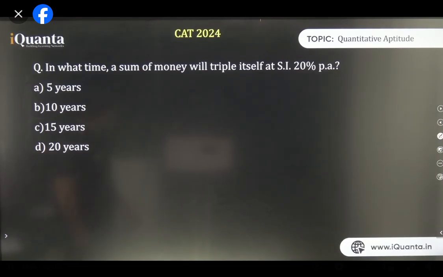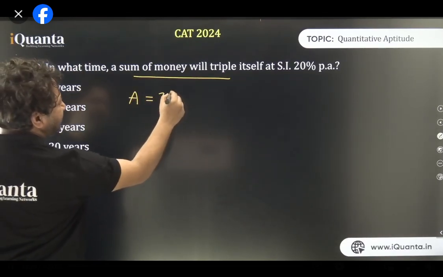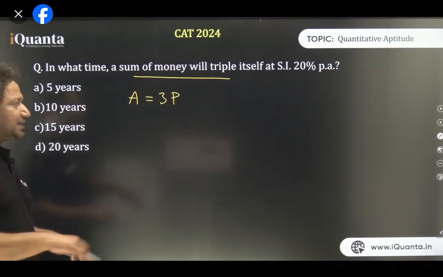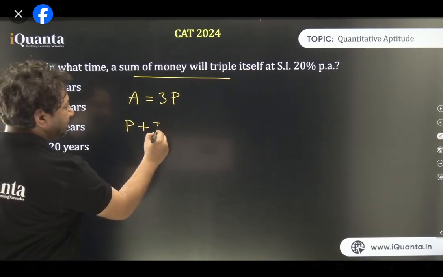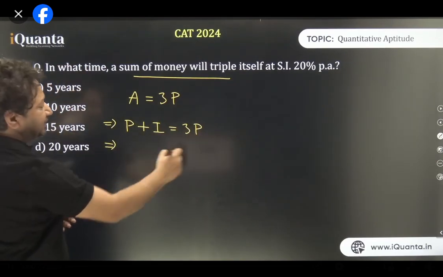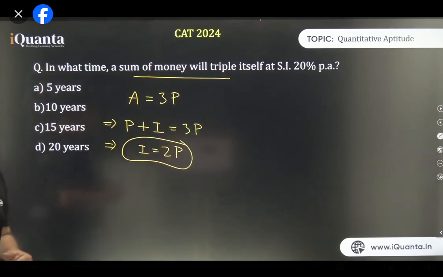Okay, so we will discuss it in 2 different ways. The first way is using the formula. All right, sum of money triples itself. That means the maturity amount is 3 times principal. Yes or no? Is that clear? The maturity amount is 3 times the principal. And maturity amount itself is principal plus interest. That is 3P, which also means if I send P to the right hand side, I will be equal to 3P minus P, that is 2P. I hope this is clear to all of you. The interest is twice the principal.